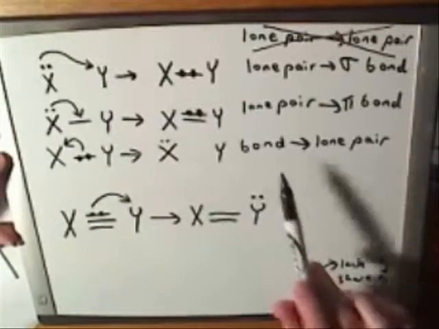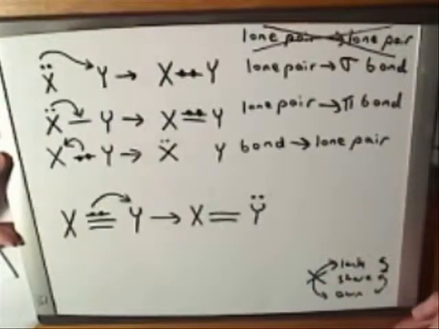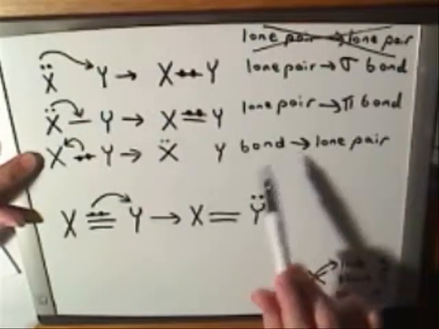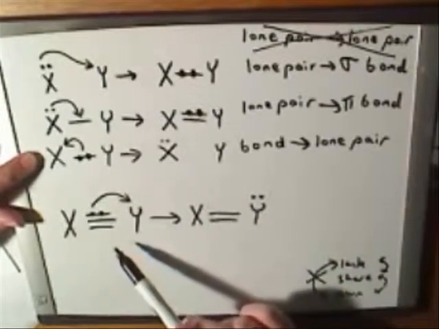Once again, we've had an example here of a bond to lone pair transition. And again, we're seeing that it doesn't really matter whether you're taking the pair of electrons out of a sigma bond or a pi bond. Either from a sigma bond or from a pi bond, the notation is pretty much the same either way.